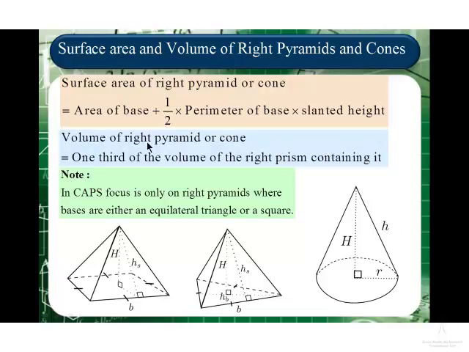The volume of a right pyramid, on the other hand, or a cone for that matter, will be 1/3 of the volume of the right prism containing it. Refer to the earlier lessons to see what the volume of the right prism will be that contains this particular right pyramid or cone structures. So we have the volume then as 1/3 of the volume of the corresponding right prism containing it.